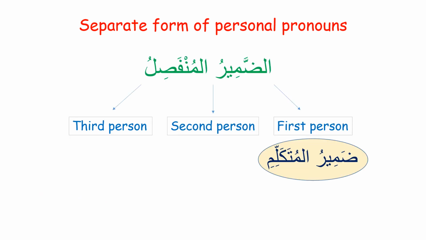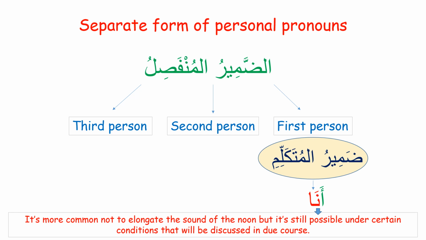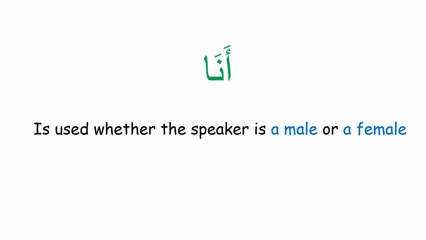Let's start with the first person, please. The first person is known in Arabic as ضمير المتكلم. Again, ضمير المتكلم. And since we are studying the singular form, the only option we have today is I, and its Arabic equivalent is أنا. One more time, أنا. أنا is used whether the speaker is masculine or feminine, مذكر أو مؤنث.